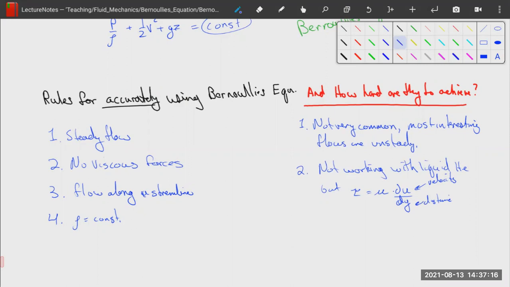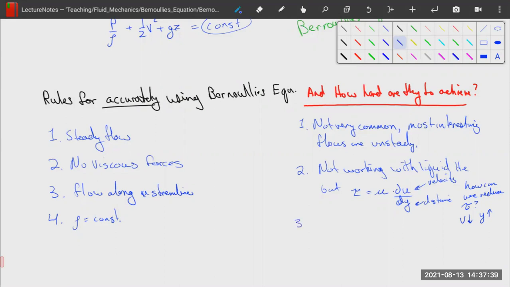So how can we reduce tau? The answer is make our velocity small and make our distances large, right? Velocity small, distances large. Great.